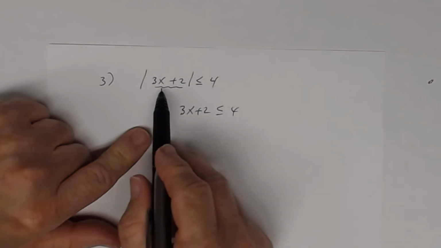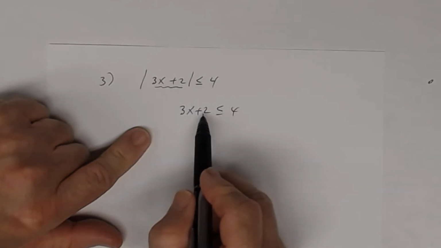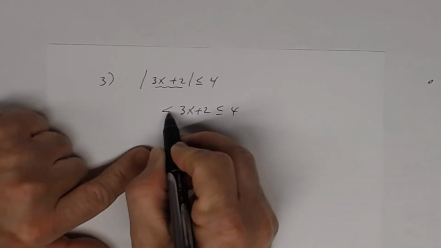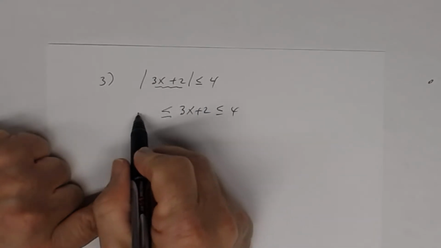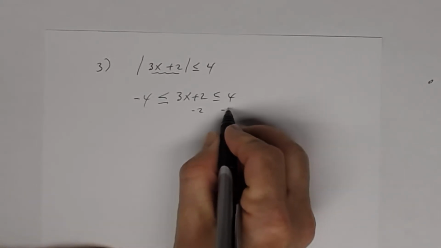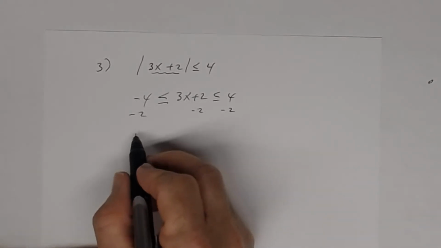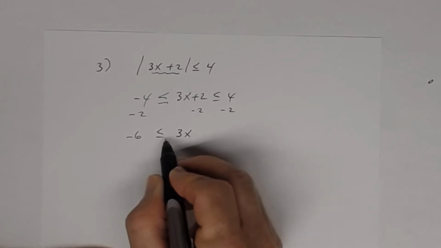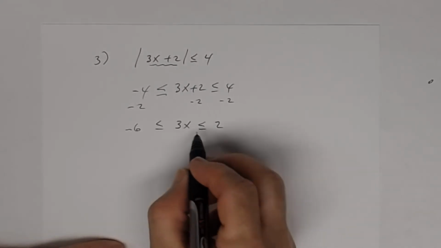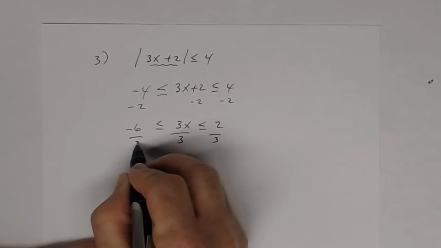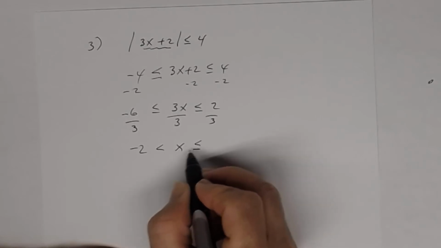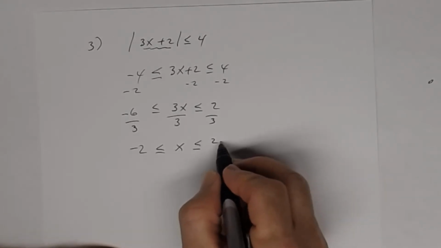So you're rewriting this without the absolute value bars, but remember, you have to write it as a compound statement because it's absolute value. It's also greater than or equal to the opposite of that, which is negative 4. And then all you do now is get the variable x by itself. So we're going to subtract 2 from all parts. Negative 4 minus 2 is negative 6, is less than or equal to 3x, is less than or equal to 2. And then divide all parts by 3 and reduce if you can. Negative 6 divided by 3 is negative 2, is less than or equal to x, is less than or equal to 2/3.